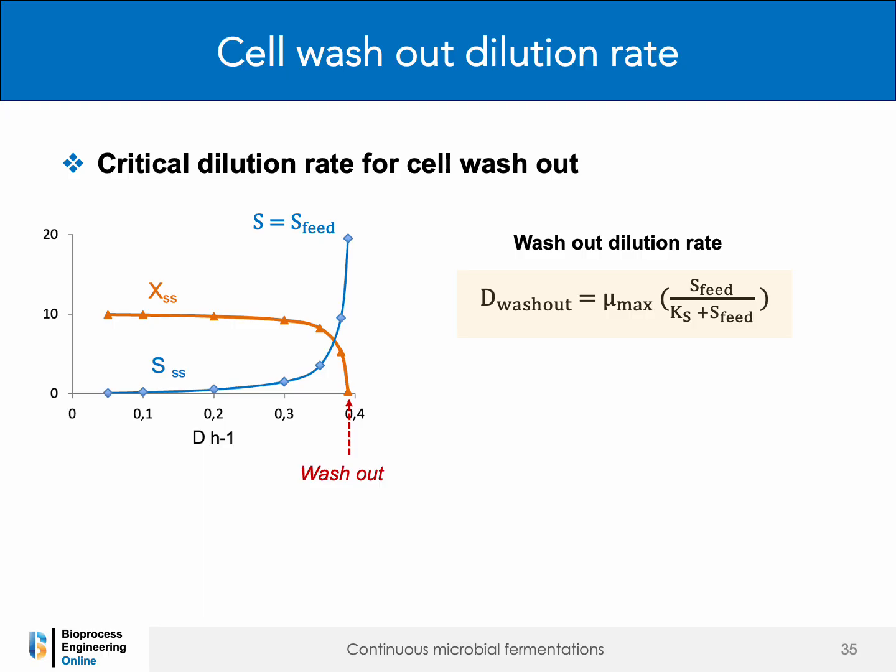Using Monod's kinetics, this condition can be written as D washout equals mu max S feed divided by Ks plus S feed. In most practical situations, the feed substrate concentration is much larger than the Monod constant Ks. As a result, the washout dilution rate approaches the maximum specific growth rate. This result implies that continuous cell production cannot be sustained at dilution rates higher than the maximum specific growth rate of the microorganism, since cells are then removed from the fermenter faster than they can reproduce.